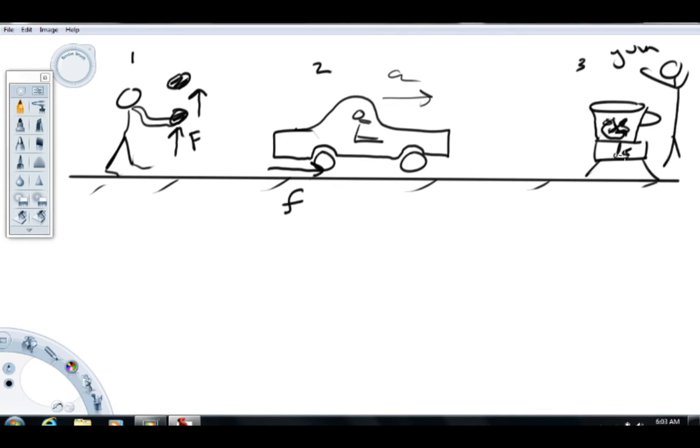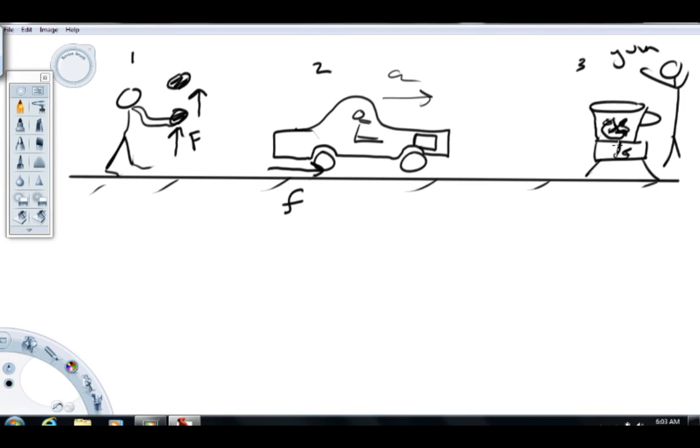All right. Another thing you have to realize is, let's talk about what's doing the work. In example 1, it's the person doing the work, applying the force to the rock and moving it. In example 2, it's really the motor of the car doing work. The motor turns the drive shaft, which makes the tires turn, which creates that force there. And in example 3, it's the electric motor in the blender doing work.